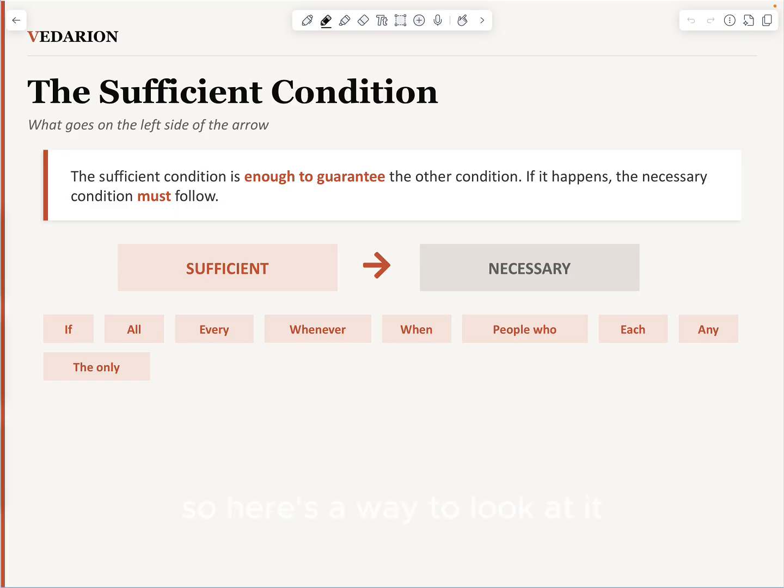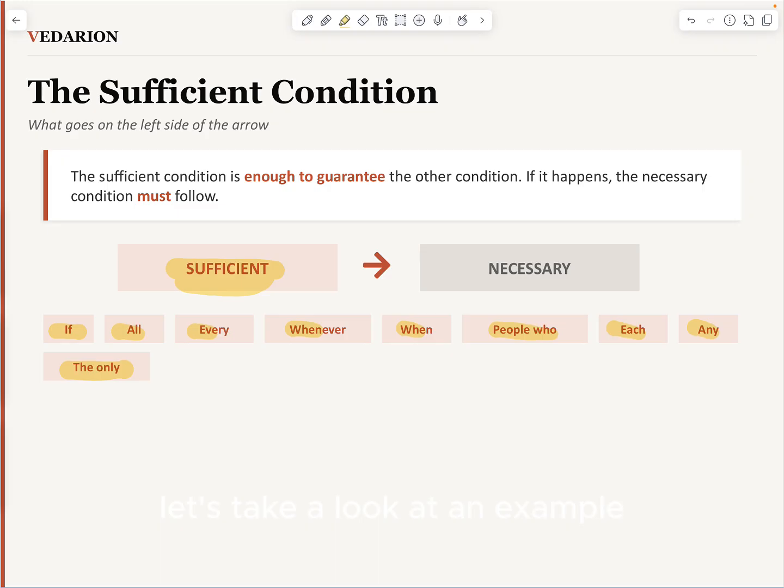So here's a way to look at it. If you see these words, if, all, every, whenever, when, people who, each, any, the only, whatever follows that word goes on the left side of the arrow. So that would be the sufficient condition. And if you know a sufficient condition happens, it guarantees the necessary condition. The necessary condition has to follow.